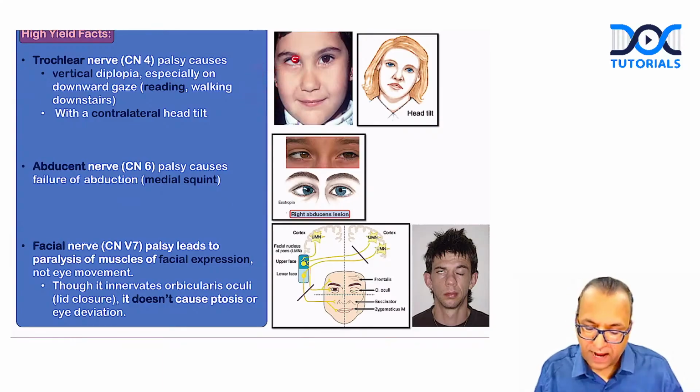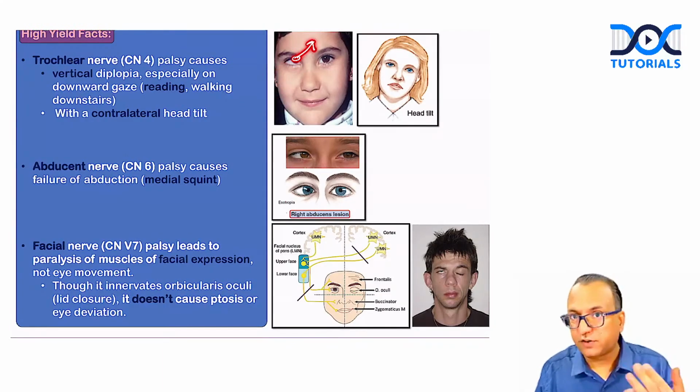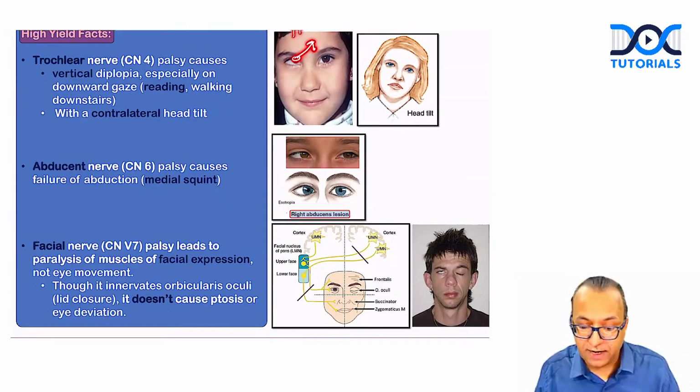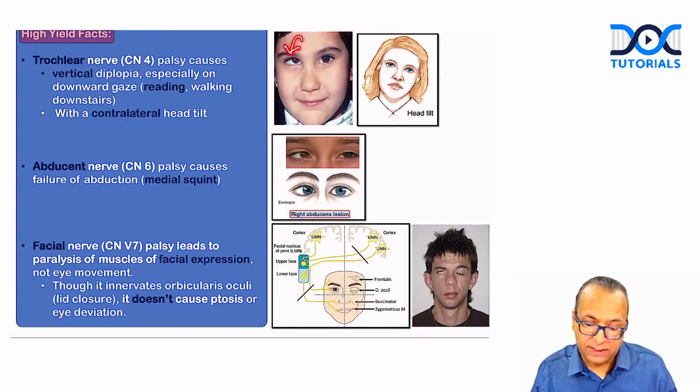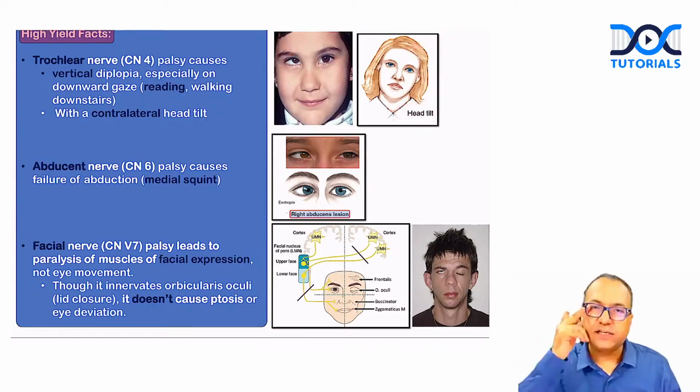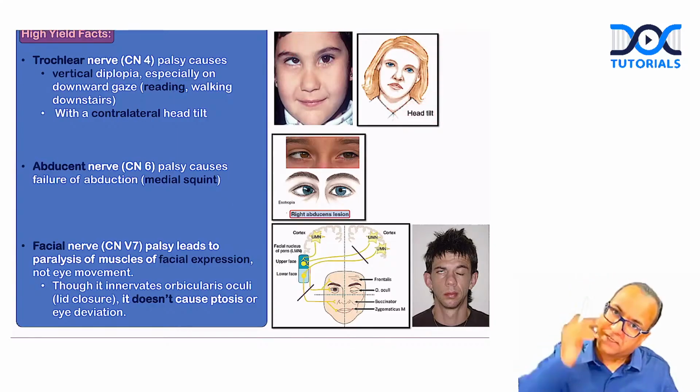You'll find that the eye is in the opposite direction because if one muscle is not working, the other group of muscles become more powerful. So the eye is in and up in trochlear nerve lesion. And if the affected eye is the right side, they'll have a contralateral head tilt to take care of diplopia. They'll read with the contralateral head tilt. They'll go downstairs with contralateral head tilt. Means if the lesion is on the right side, the tilt will be to the left side, and that is how they read. That is how they go downstairs also.